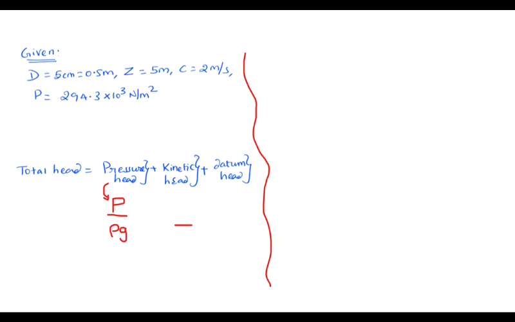The pressure head equation is P by rho g, where P is the pressure, rho is the density, and g is the gravity. Kinetic head is c square by 2g, where c is the velocity. Datum head is just z. So all that we have to do is just substitute the values that we know in these equations. How simple is this, is it not? It cannot get more simple than this.